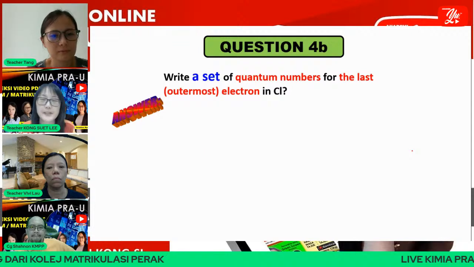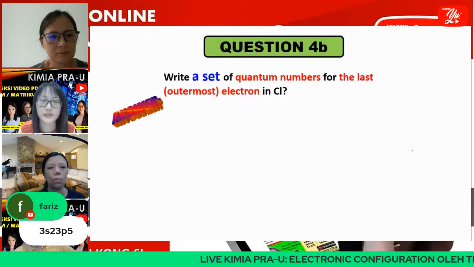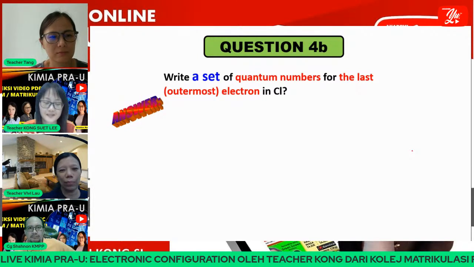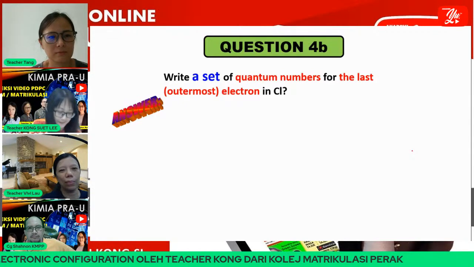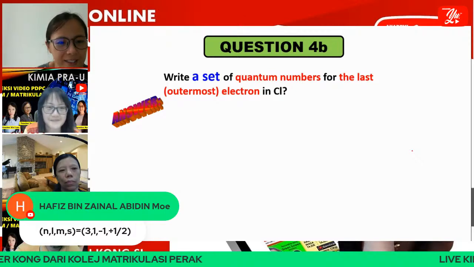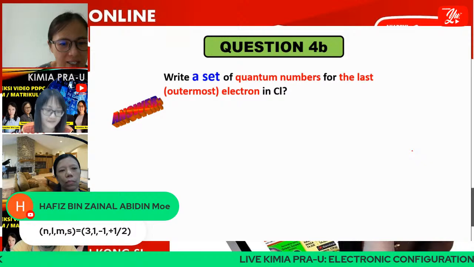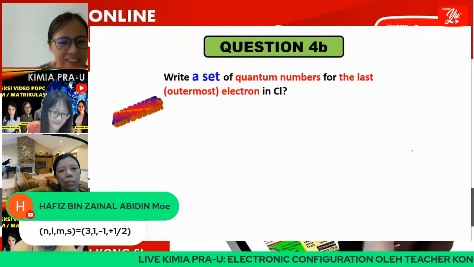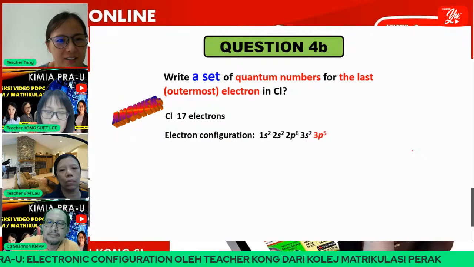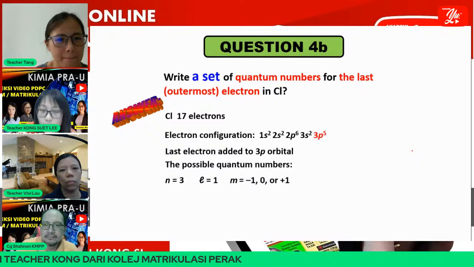Question 4b, after we discuss 4a, now I proceed with 4b. Still using chlorine with 17 electrons, but now the question changed to write a set of quantum numbers. Any answer from the students? Hafiz has n equals 3, l equals 1, m equals -1, and s is positive half. Okay, so this is what we know just now. This is still the same, the possible quantum numbers. This is what we answered in 4a.